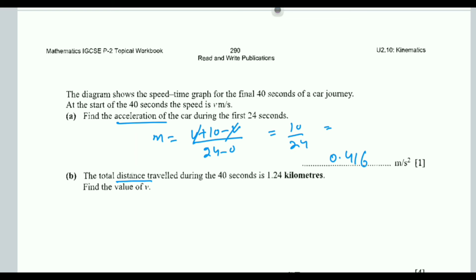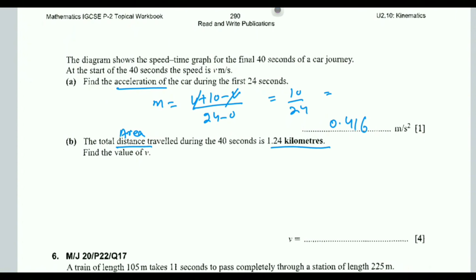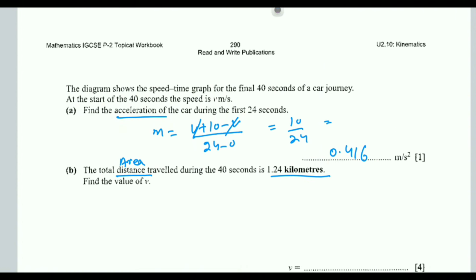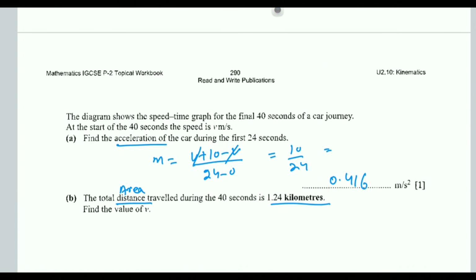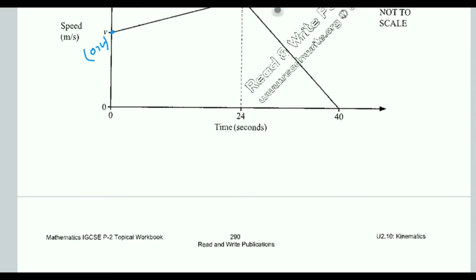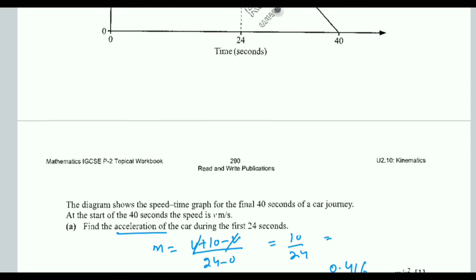Okay, the total distance traveled during the 40 seconds is given. Find the value of V. As I told you, total distance is area. The distance traveled during the 40 seconds is 1.24 kilometers, so the area is 1.24 kilometers, the time is 40 seconds, and speed is in meters per second.